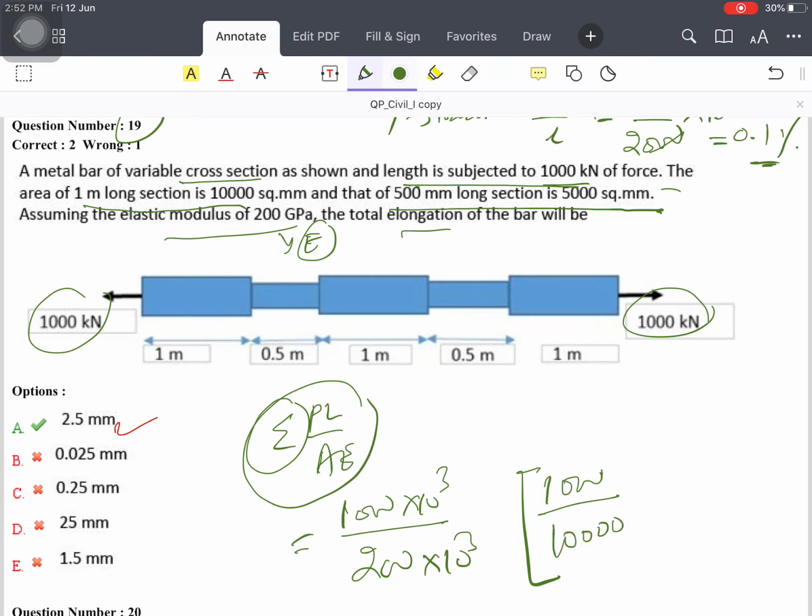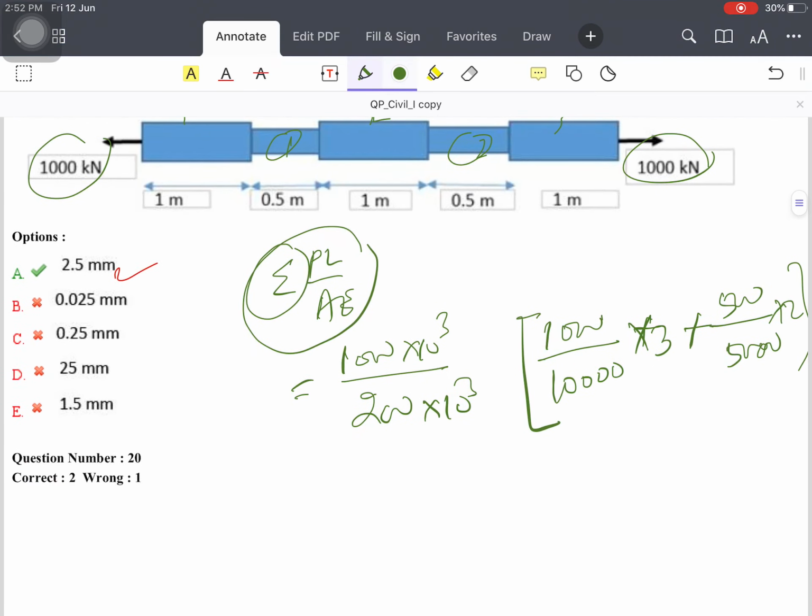And area of this is 10,000, and this is 1, 2, 3 into 3, plus L 500 mm, area is 5000 square mm into 1, 2, 2. So after calculation we will find 2.5 mm.